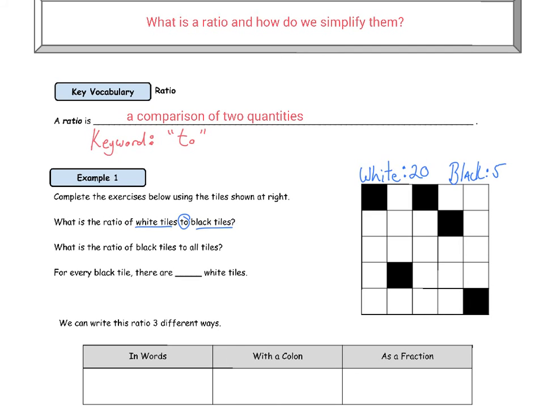Now, the order in which you write this ratio is very important. The white tiles corresponds to the number of 20 because there are 20 white tiles. And the black tiles corresponds to the actual number of black tiles. So please be careful when you write the ratio. Order is very important. White tiles to black tiles is 20 to 5.